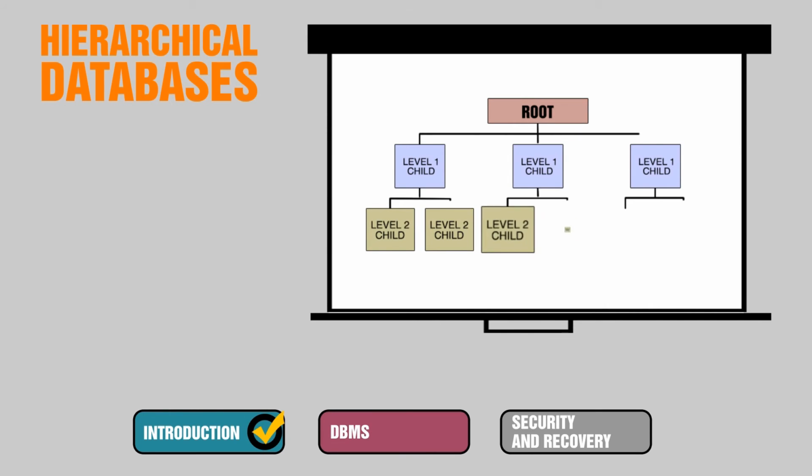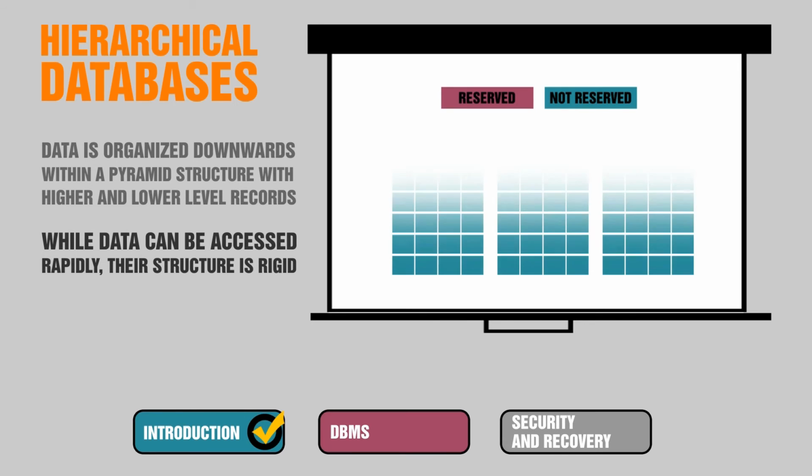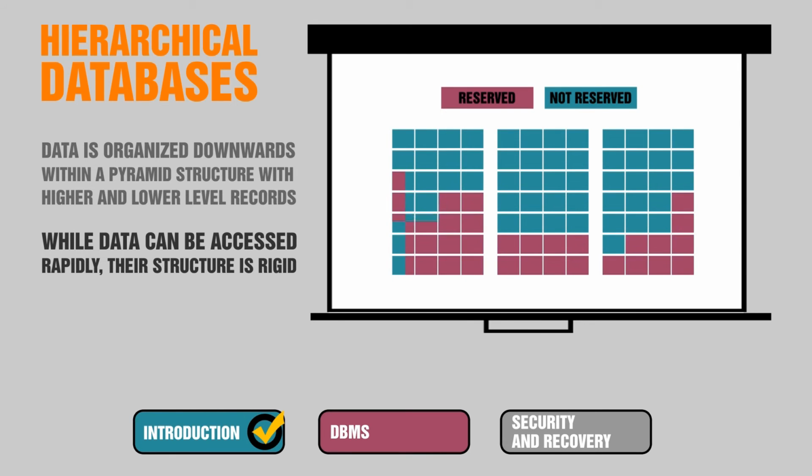Hierarchical databases are one of the oldest methods of organizing data and are used on mainframe computers. Data is organized downwards within a pyramid structure with higher and lower level records. Hierarchical databases come with their own advantages and disadvantages. While they can be accessed and updated rapidly, their structure is rigid and any modification to data fields will require a complete overhaul of the structure. Although dated, they are not completely obsolete and they continue to be used in the travel and reservation industry.